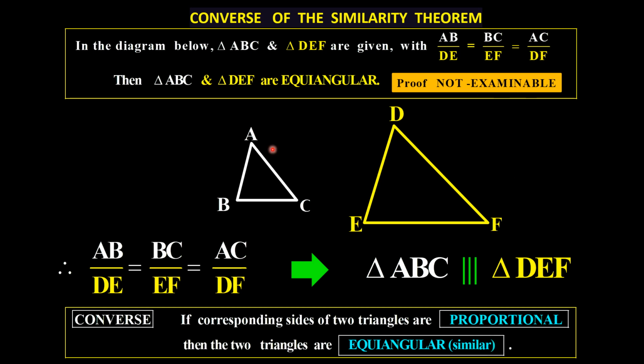Note that we're not going to do the formal proof of this converse because the proof is not examinable, but it's important for you to understand that if the corresponding sides are in proportion, then the two triangles are similar, or they're equiangular, or the other way around. If they are equiangular, then the corresponding sides are in proportion. So that's the converse statement.